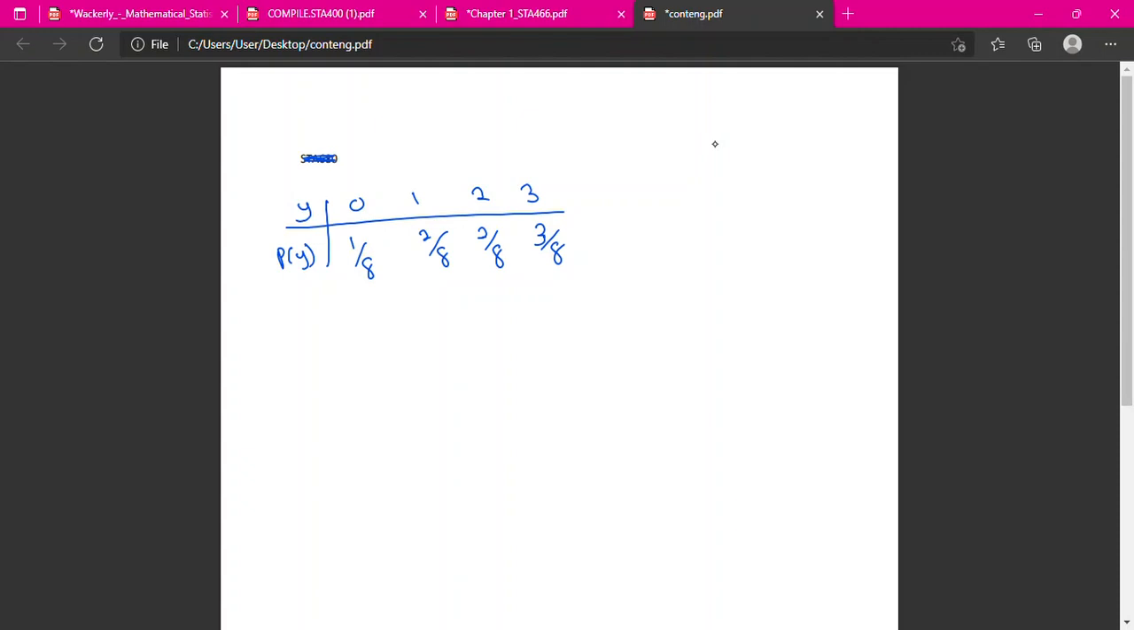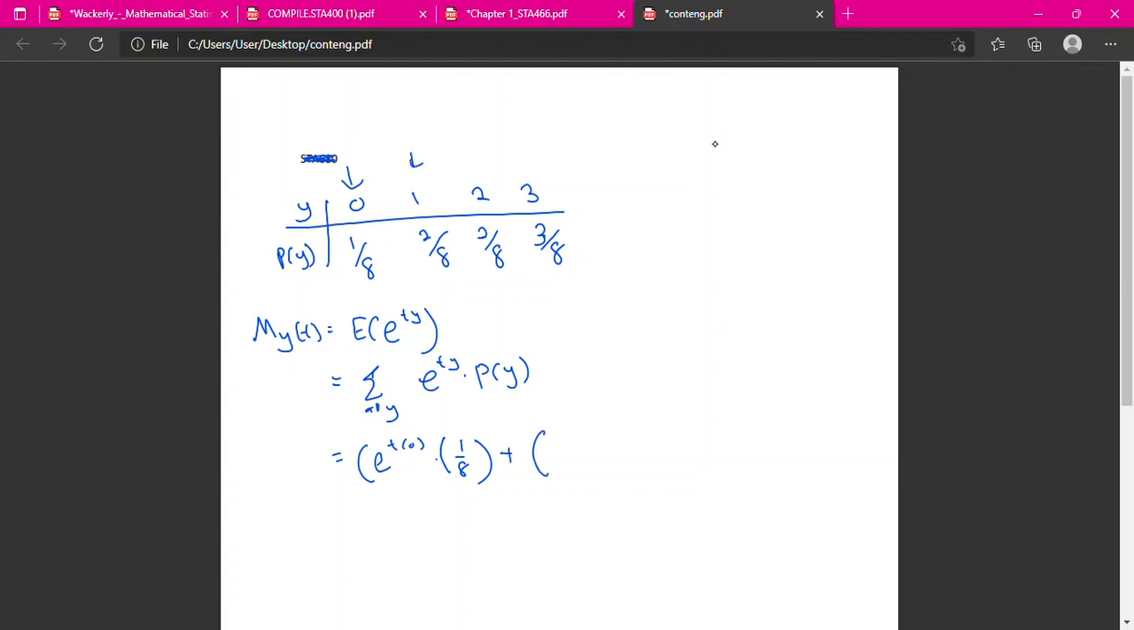So sekarang ni nak cari MGF function untuk this random variable y. So notationnya adalah My(t). It is expected of e^(ty), sebab kita punya variable y. Kalau variable z kat sini will be e^(tz) lah. Because y adalah discrete random variable, we need to find the summation of e^(ty) multiply each of the probabilities of y for all the y. First of all, for y equals 0, it will be e^(t multiply 0) multiply its probability, which is 1/8, plus for y equal to 1, it will be e^(t multiply 1) multiply its probability, which is 2/8.